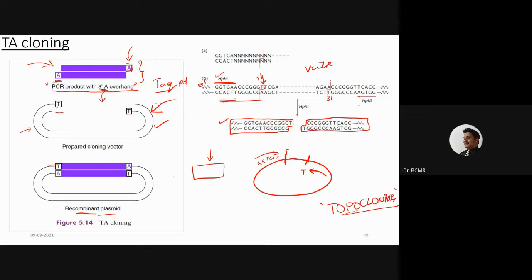So the insert should be having a 5' A in that case. So we also have to match the overhangs properly, whether which one is 3' and which one is 5'. In this case, this is a 3' A. And the T, we should assume that this is the 5' T and 5' T. And then the product will fit perfectly into this place. So we will discuss PCR in a while, and I hope you understood the TA cloning concept.